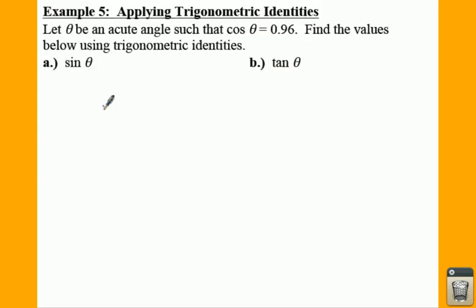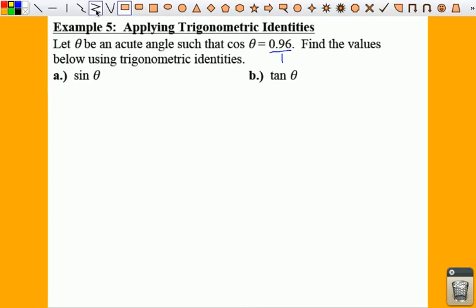Alright, well, none of that really applies to what we're going to be doing here, except in the directions it says we need to let theta be an acute angle such that cosine of theta is equal to 0.96, and then it says we need to find the values using trig identities. Well, we need to find your sine of theta. Well, if cosine of theta is 0.96 over 1, then what we need to do is draw a triangle.